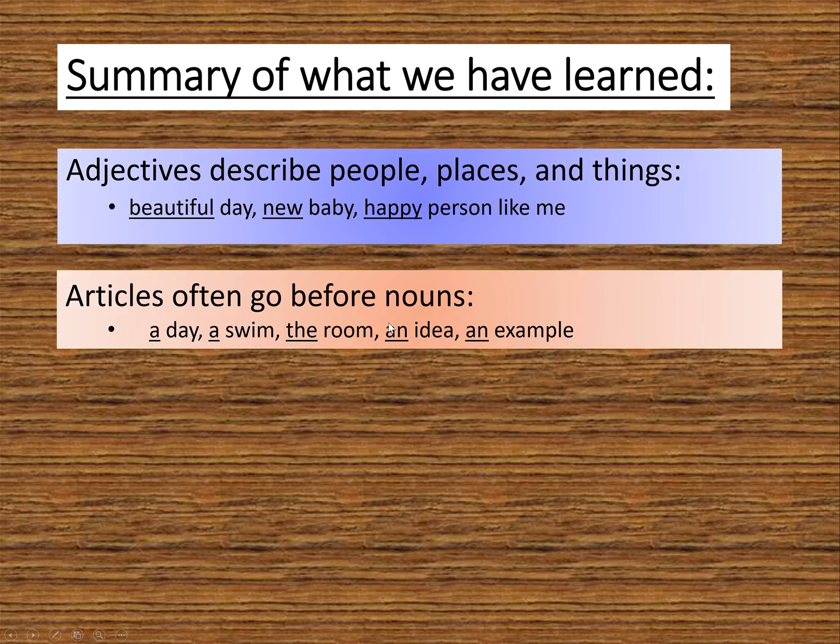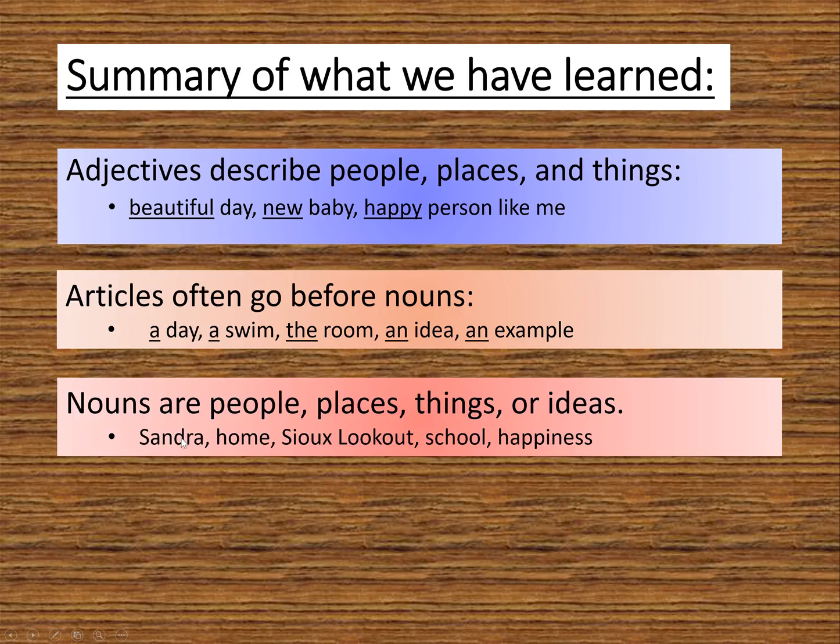So why do I have an? Well, it's because idea starts with a vowel, right? And example starts with a vowel. So you use an when the word that comes after it starts with a vowel, or it could just make a vowel sound, like an Xbox. Right? That's a vowel sound. Nouns are people, places, things, or ideas. Examples of nouns: Sandra, home, Sue, lookout, school, happiness.